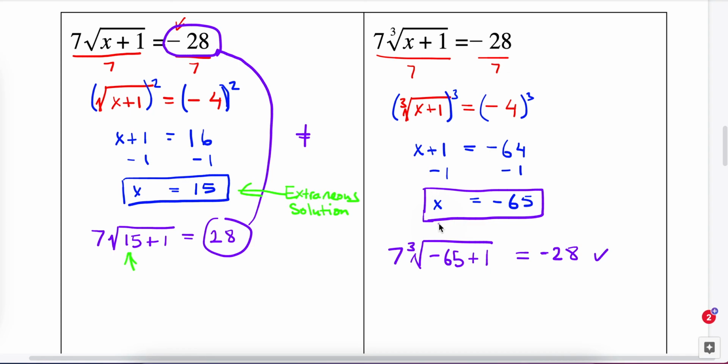So once again, feel free to pause, try the last two problems on your own, and then we'll come back to it and see you on the flip side.